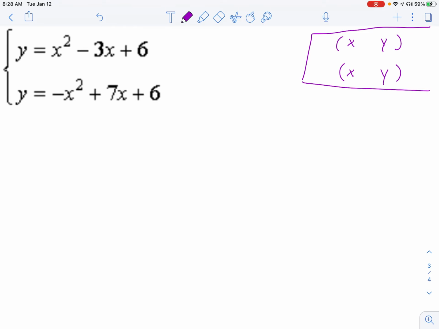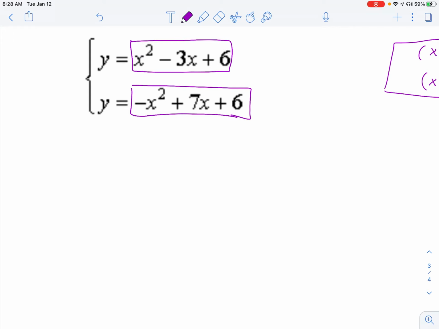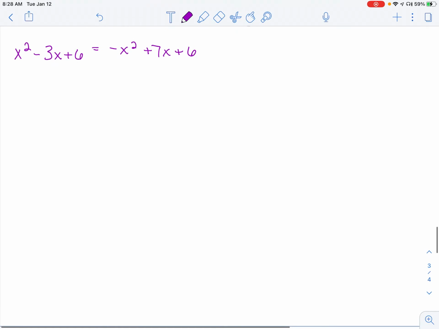So they both equal y, which means we can set this equation equal to this equation, because if a equals b and b equals c, then a equals c. The transitive property tells me that these 2 are equal to each other. So that's x squared minus 3x plus 6 equals negative x squared plus 7x plus 6. Now, just so you know, sometimes you don't have 2 parabolas. Sometimes you could have a parabola and a line. They might cross once, they might cross twice, they might not cross at all. So I would suggest just putting them in your y equals and looking at the graph.